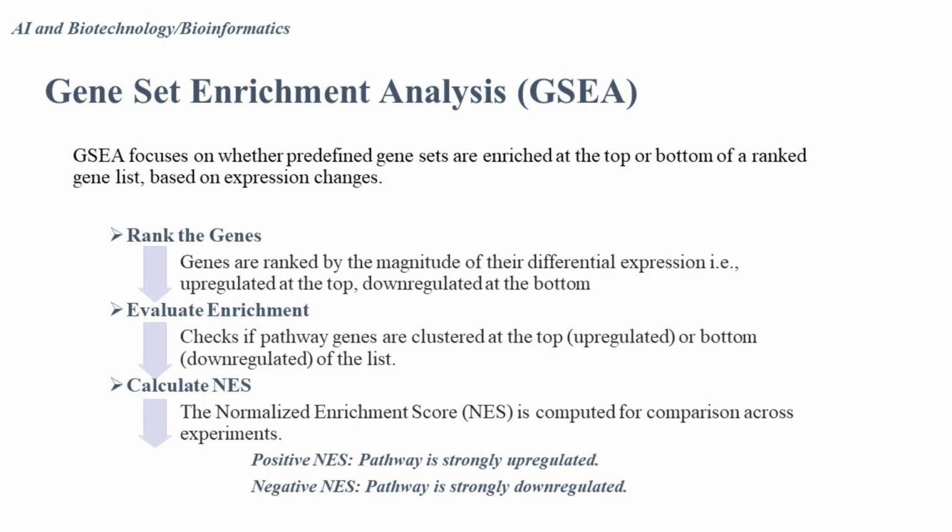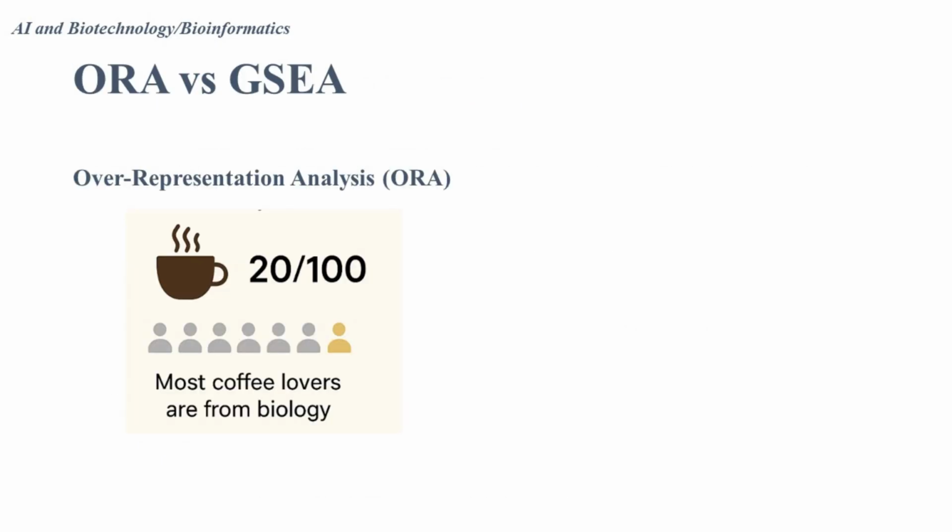So to understand the difference, let's take a simple example. Think of it like a quick survey. Imagine we ask 100 students about their favorite drink and 20 say they love coffee. Now, when we look closer, we find that most of the coffee lovers are from the biology department. That tells us something meaningful, that the biology group is overrepresented among coffee lovers. So that's similar to overrepresentation analysis, or ORA, where we only work with significant genes.